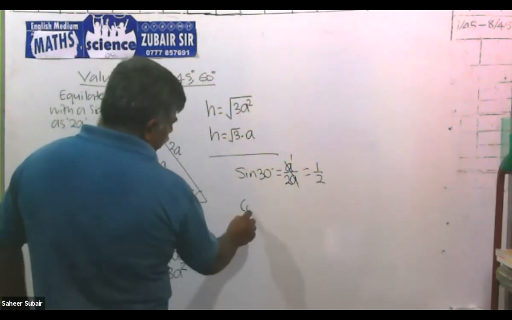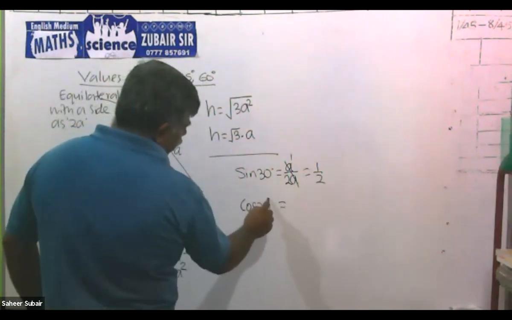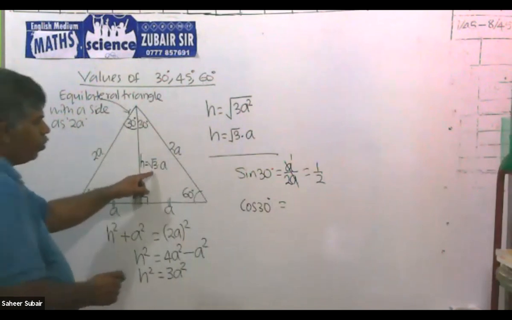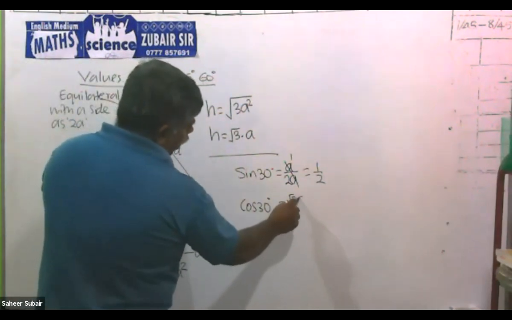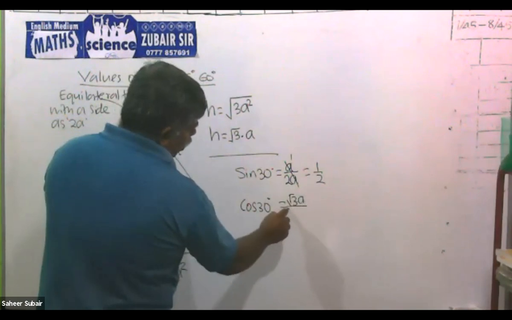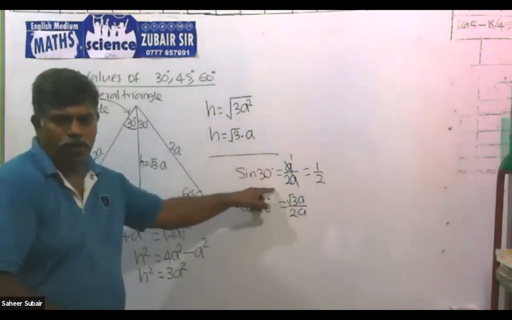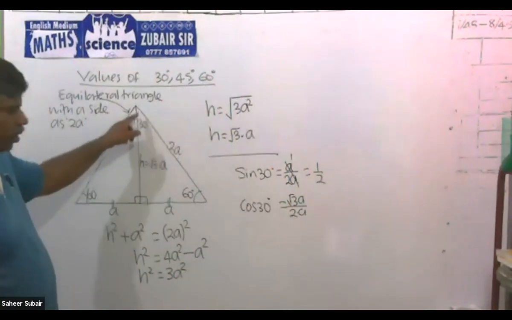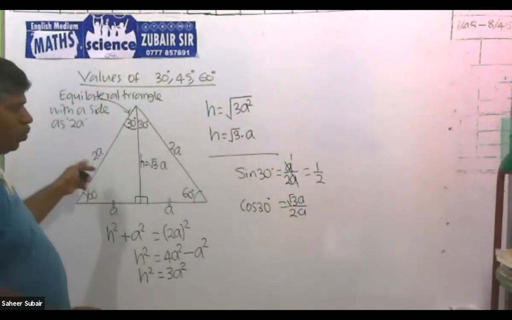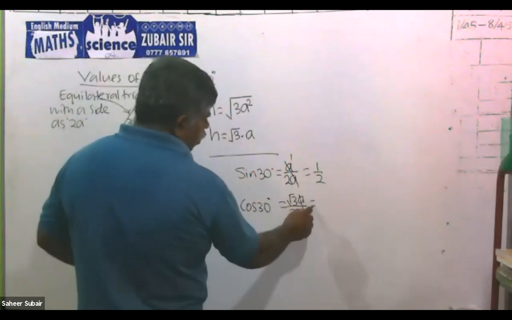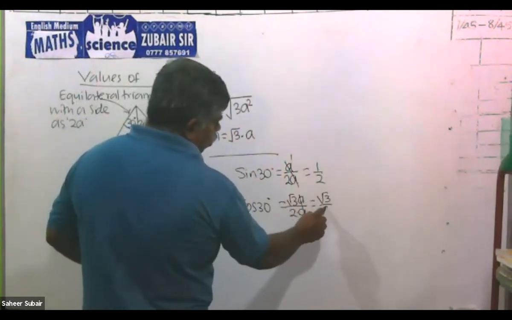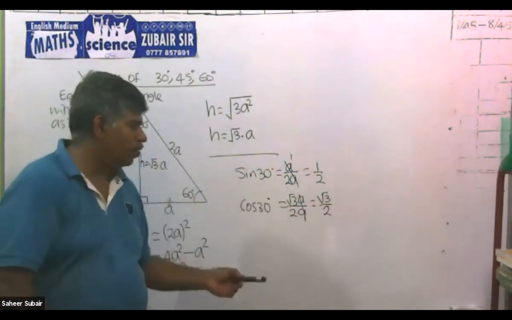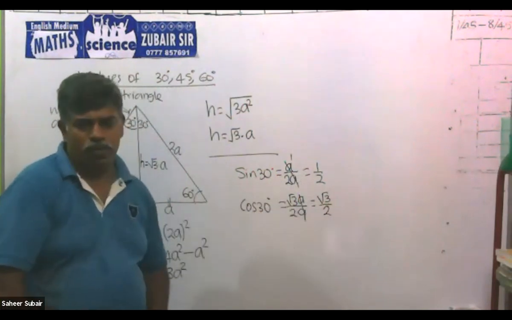Then we'll see what is cos 30. Cos 30 means adjacent over hypotenuse. Here what is the adjacent for this 30? Root 3A over hypotenuse 2A. Sine 30 is opposite over hypotenuse, cos 30 is adjacent over hypotenuse. Adjacent is root 3A, hypotenuse is 2A. Then A and A get cancelled, root 3 over 2 remains. Then you can keep in memory, sine 30 means half, cos 30 means root 3 over 2.